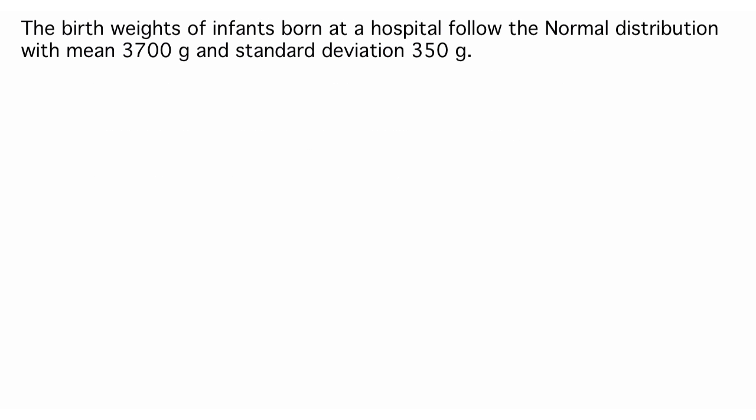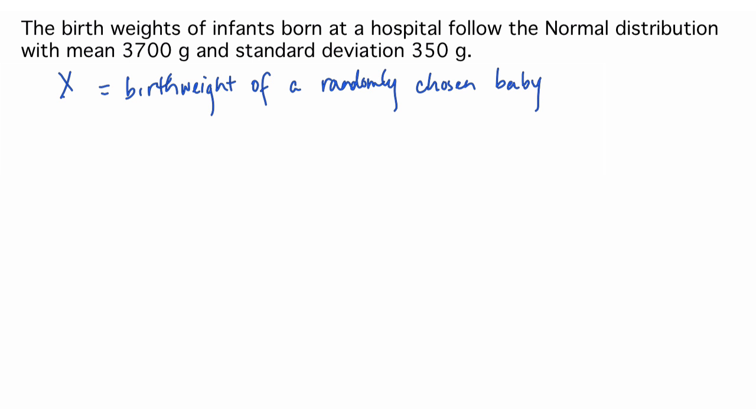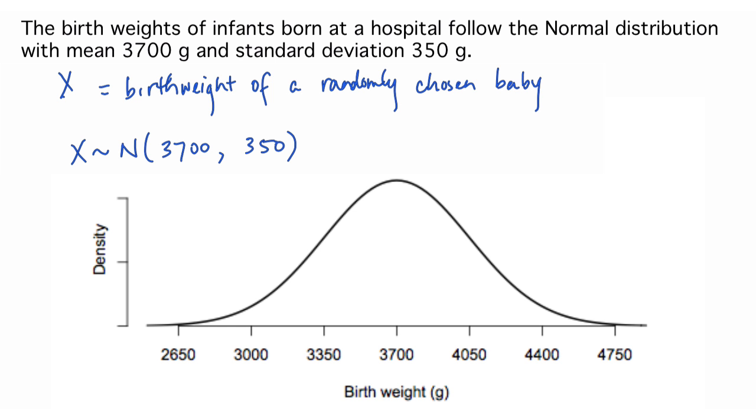Let's define a random variable X. X will be the birth weight of a randomly chosen baby. In statistical notation, we can write that X has a normal distribution with mean 3,700 grams and standard deviation 350. The normal distribution is our model for the birth weights of babies at this hospital. So we calculate probabilities as areas under this normal density curve.